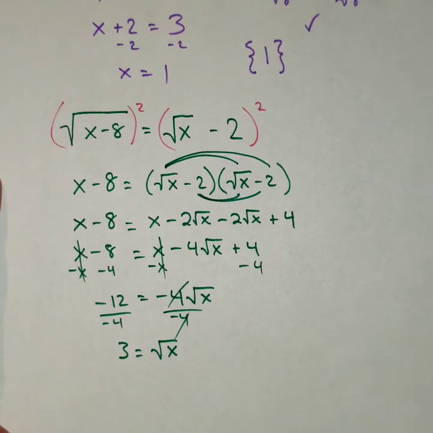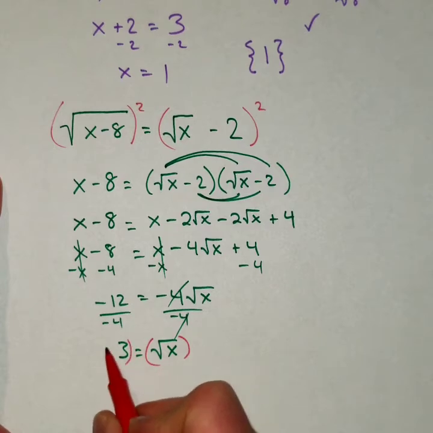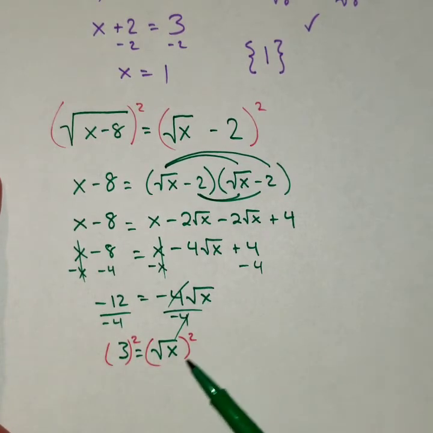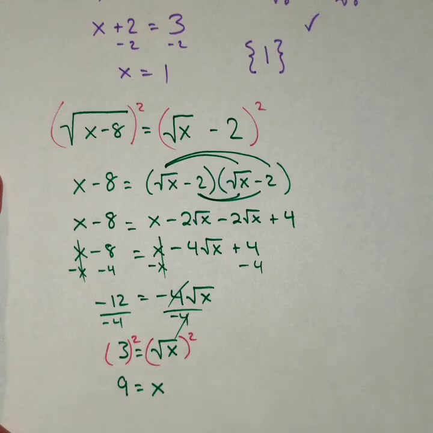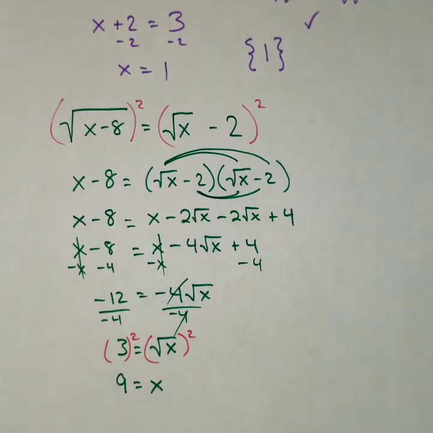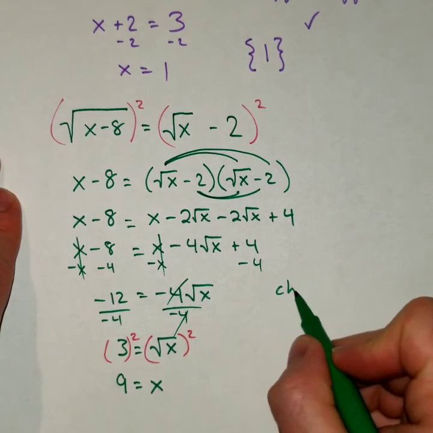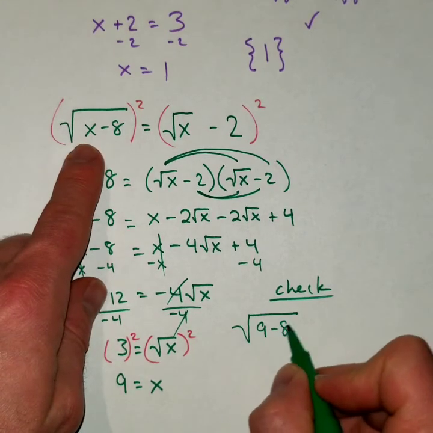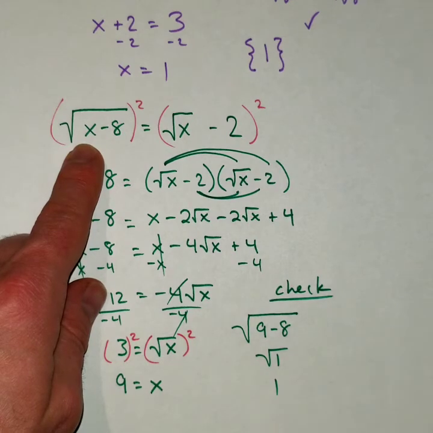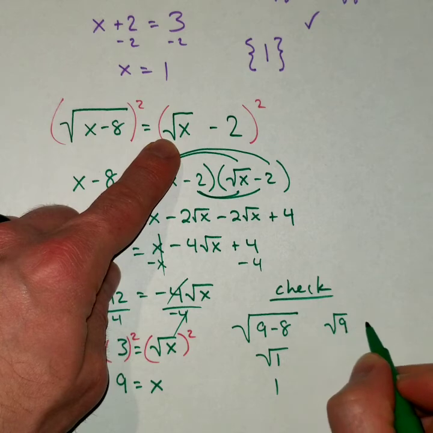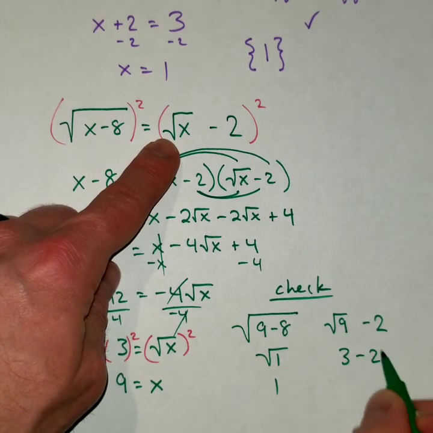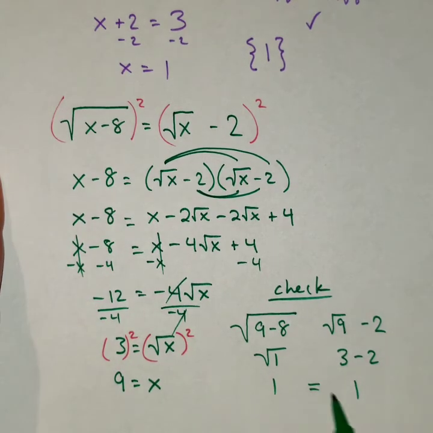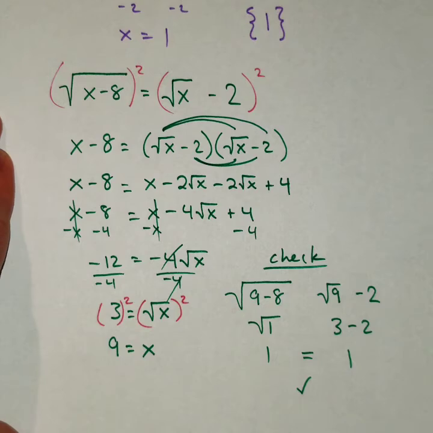And so at this point I need to square both sides again. As soon as I isolate a root, I can square both sides, but I have to get the root by itself first. Left side is 9, the right side is x. It appears that 9 will be our answer. Let's just double check. On the left side I get root of 9 minus 8, which is the square root of 1, which is 1. On the right side I get the square root of 9 and then subtract the 2. Square root of 9 is 3. 3 minus 2 is 1. Because they're equal to each other, this does check out. And so our final solution is the 9 in a solution set.